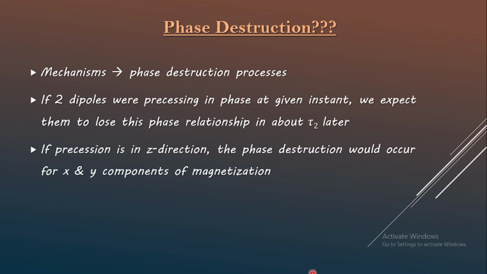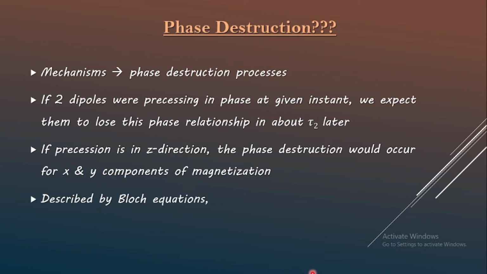And if the dipoles were precessing about the field in the z direction, then we can say that the phase destruction would occur for the x and y components of magnetization, that is mx and my. And similarly in a different direction, if precession is along the x direction, then phase destruction will take place in the y and z directions of magnetization, that is my and mz. So it is the perpendicular relationship.